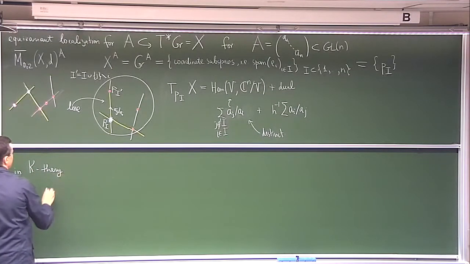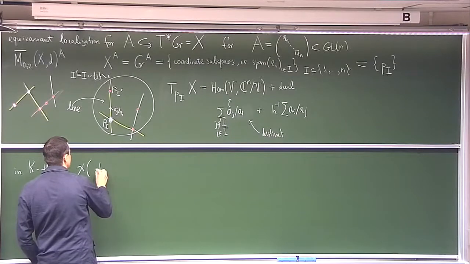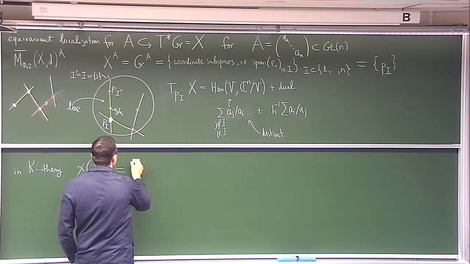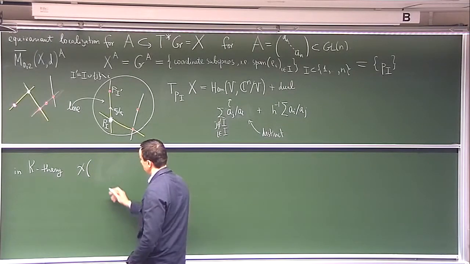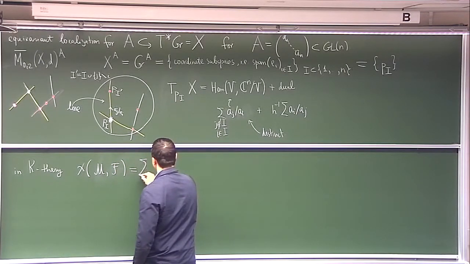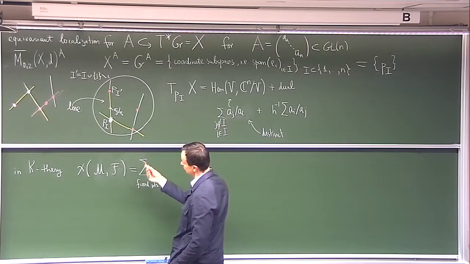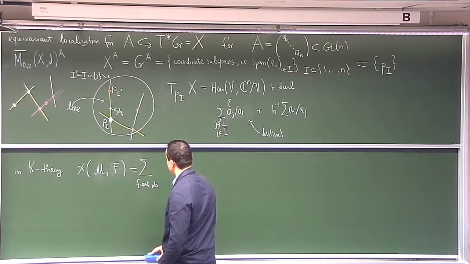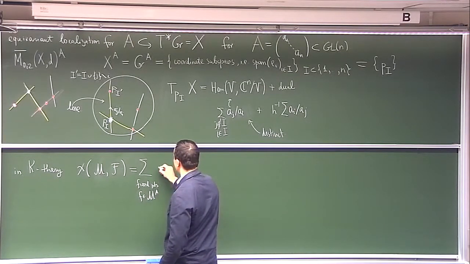Well, in K-theory, if you want to compute the Euler characteristic of some sheaf over some variety, which is in this case the moduli space, you sum over fixed points. So let's assume the fixed points are isolated. So, calling the fixed points F in M, you compute the Euler characteristic.